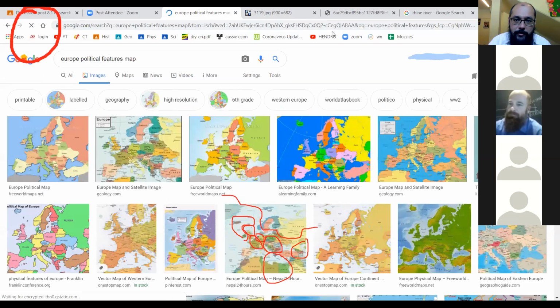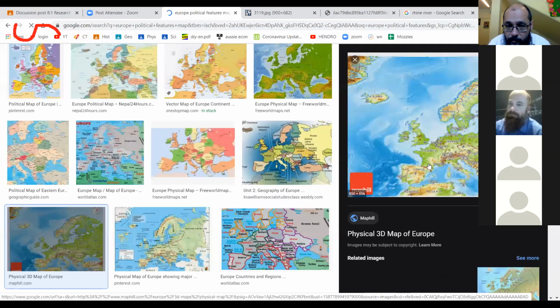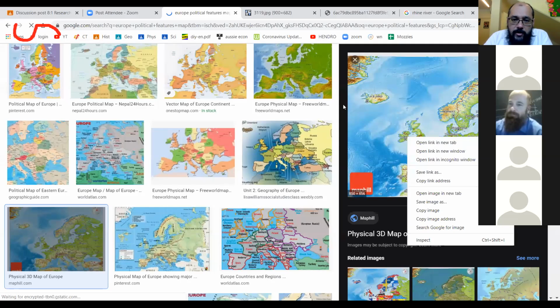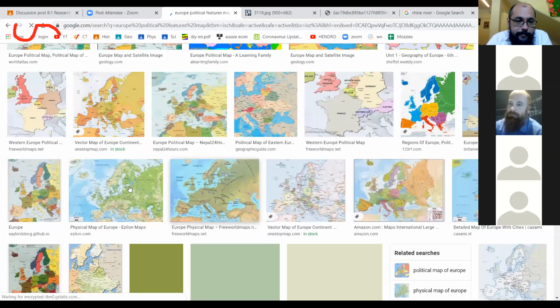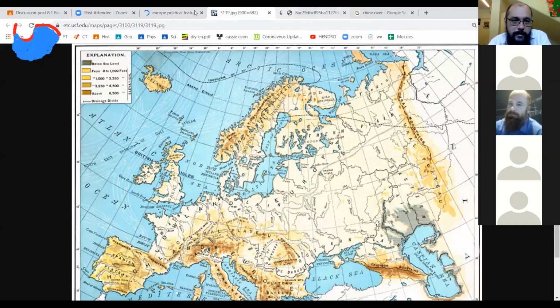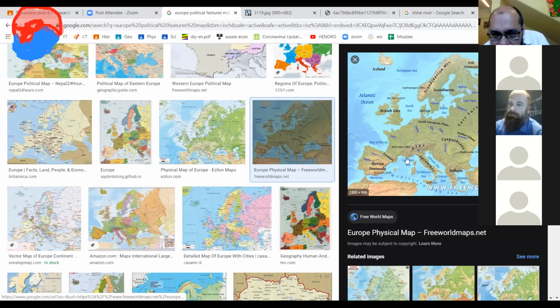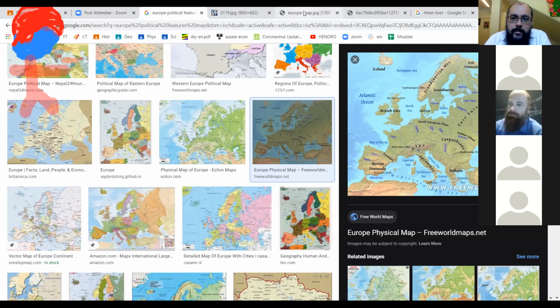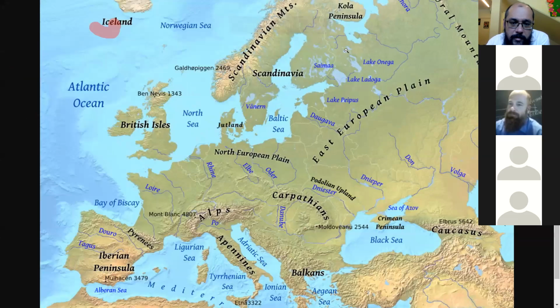Political features map. Can I clear all drawings? There we go. Let's see, there's a politics and a, yeah, this one might do. You see enough there? That's not clear enough. Let's see if we can get one that's large. Tools, size, large. That looks tiny. Why is there such a tiny map in the large section? Okay, this one might actually work. So you can see some of the countries there. How do I lock you so that you can't be drawing?